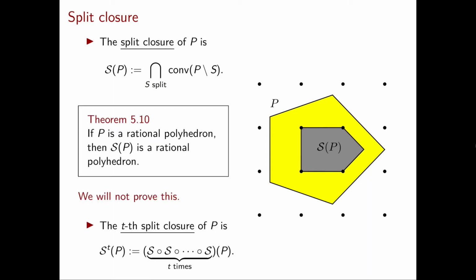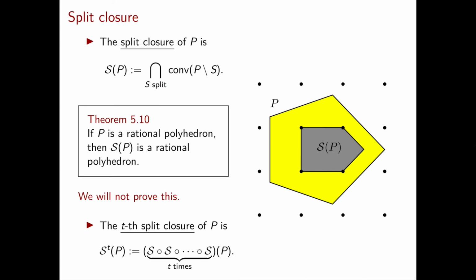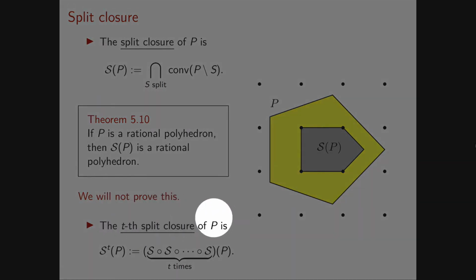As in the Chvátal closure setting, once we have defined a closure, we want to apply this closure recursively. And this can only be done if we prove that the closure is itself a rational polyhedron. And in fact, it can be shown that also in this case, if P is a rational polyhedron, then the split closure of P is again a rational polyhedron. And this allows us, as in the Chvátal case, to define the split closure number T of a polyhedron P. And this is again obtained by taking T times recursively the split closure of P.